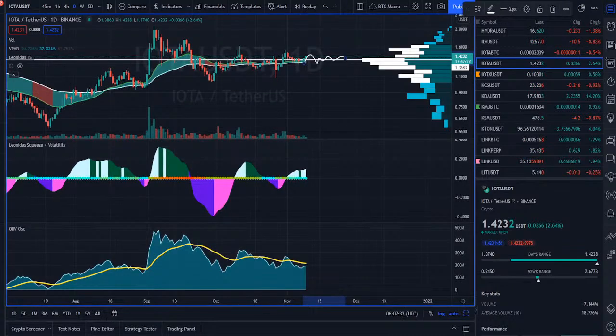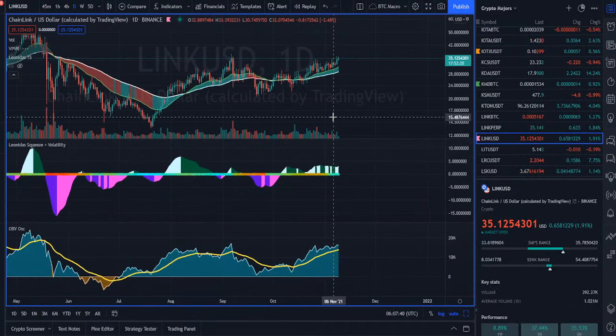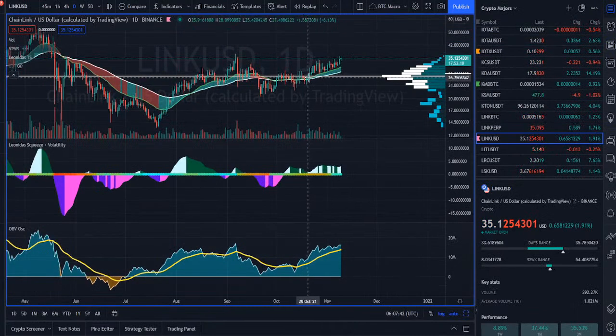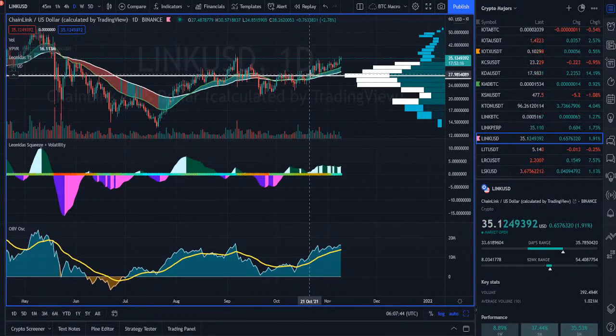Okay, so let's talk about other coins. If you have any requests, just let me know. Okay, let me talk about Link. Link is one of the coins I really like. I called this coin when it was around $30. The buy was around there, 1 week ago.